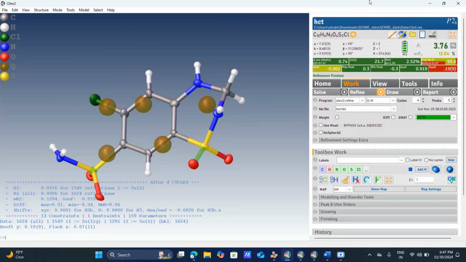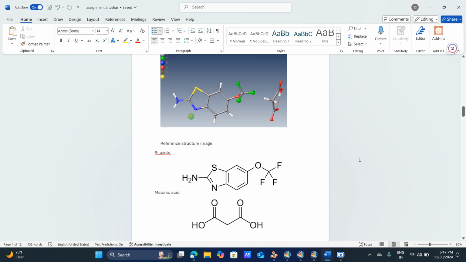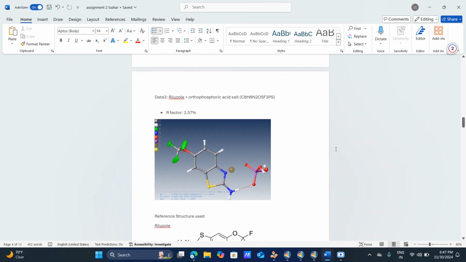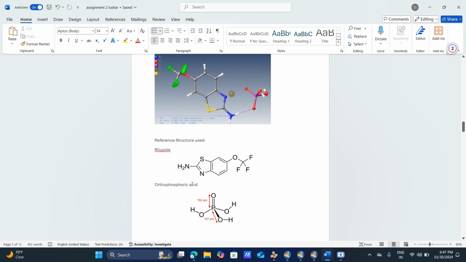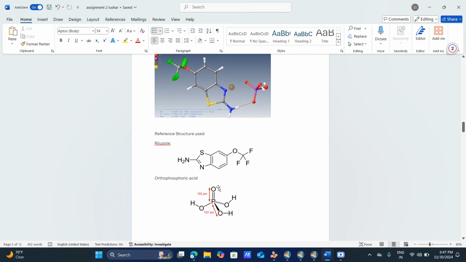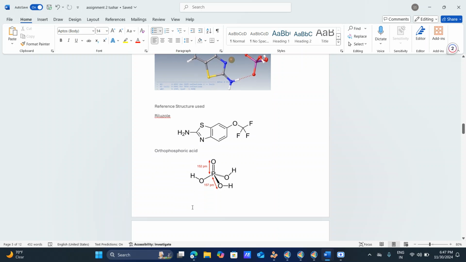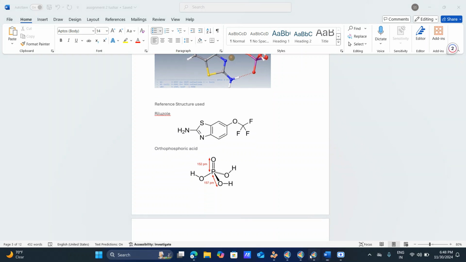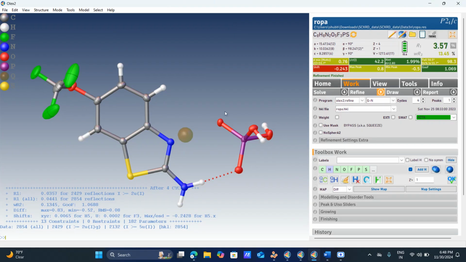Like when we move ahead to the third part, it is riluzole along with the orthophosphoric acid salt. So first thing, the structure for riluzole will be the same. For the orthophosphoric acid here, I have provided the structure of the acid. For the salt, OH will be removed from here. So it will be like P=O double bonded, OH and OH. So this OH will be removed from here. And we can just go here and see its file.